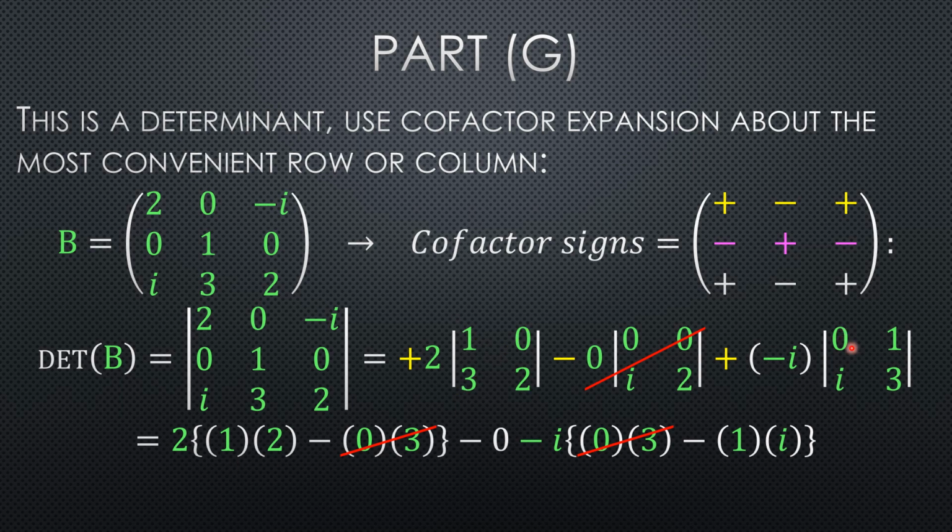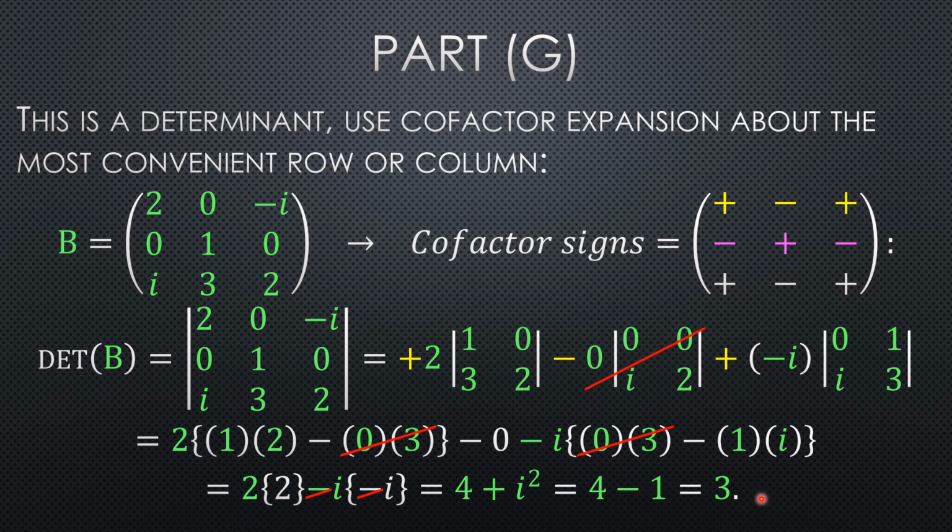Now for this one, we have 0, 3, and 1, i, so that's what we see here, but with zeros, they cancel out, so we simplify pretty quick. As a result, the only thing left over in this bracket is 2, the only thing left over in this bracket is i, and then we see that this negative and this negative cancel as we see here, leaving us with 4 plus i squared, but we know that i squared is negative 1. That leaves us with a determinant of 3.